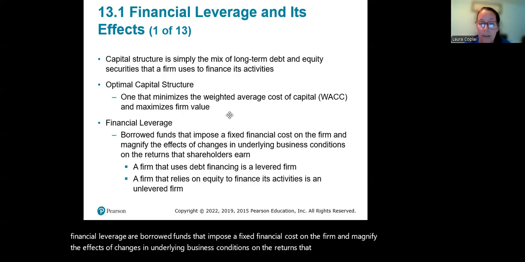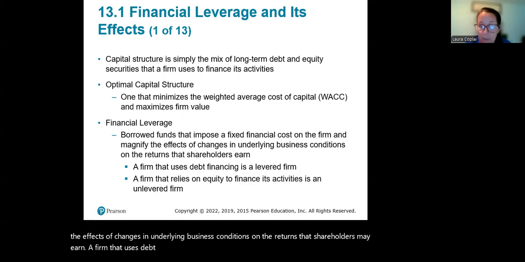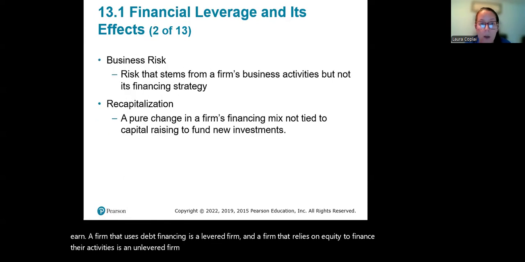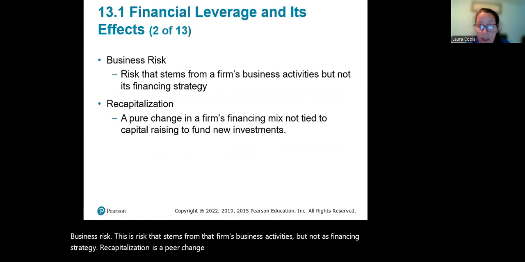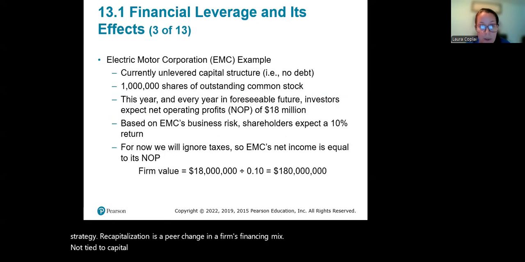A firm that uses debt financing is a levered firm, and a firm that relies on equity to finance their activities is an unlevered firm, right? Business risk. This is risk that stems from the firm's business activities, but not its financing strategy. Recapitalization is a pure change in a firm's financing mix, not tied to capital raising to fund new investments, okay?